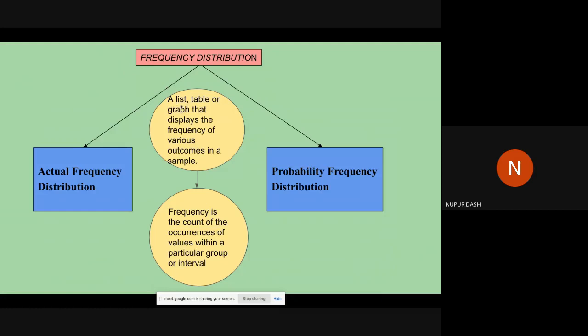Now, when in the form of a list, a table or a graph, we show those frequencies, that display of the frequency of various outcomes in a sample is termed a frequency distribution. It means we are distributing those frequencies, showing the frequencies of the outcomes in the form of a list, a table or a graph. Now, let us understand what we mean by actual frequency distribution and what we mean by probability frequency distribution.